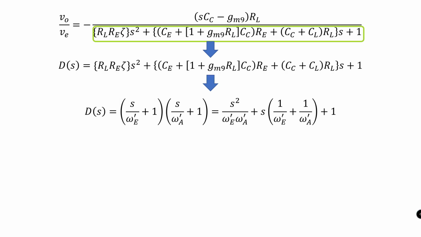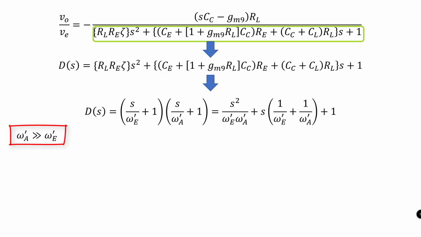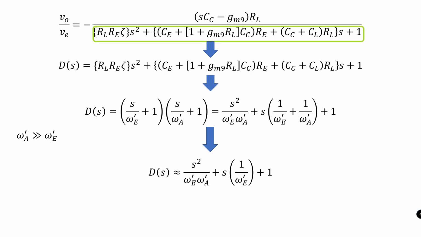Note that the prime notation here denotes the new pole expressions that we end up with after placing the Miller capacitor around the second stage. Also, let me assume that this omega E prime is the dominant pole due to the Miller capacitor effect at node E. So, based on this assumption, one can approximate the D(s) polynomial as follows, where in the s coefficient we drop the 1 upon A prime term during this approximation.